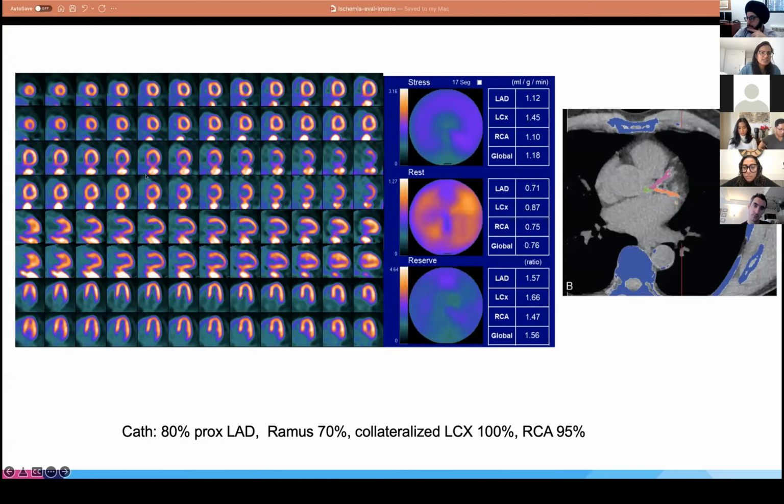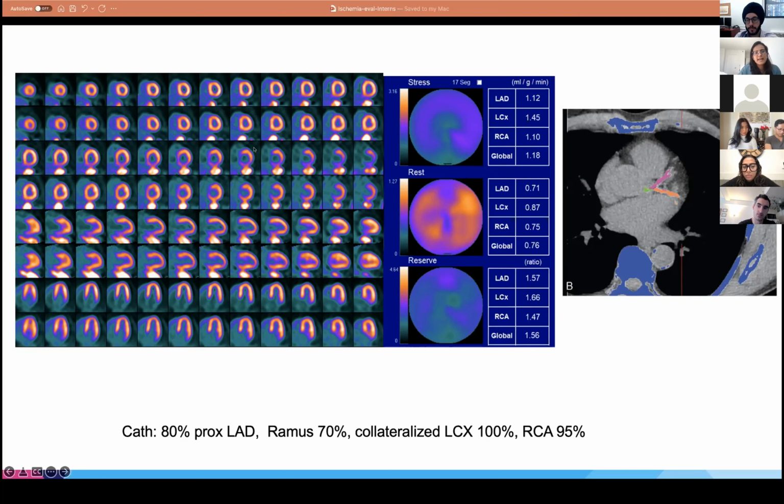Here, looking at the images, stress on top, rest on bottom, we see that in the right coronary territory, inferiorly, there is low flow on stress compared to rest. It suggests that maybe there is significant disease in the right coronary artery, that may be explaining what the patient's symptoms are. And with the PET, because we get the flow information, it actually tells us that even when we're just seeing that the RCA territory is involved, the flows are actually depressed everywhere in all three coronary territories.